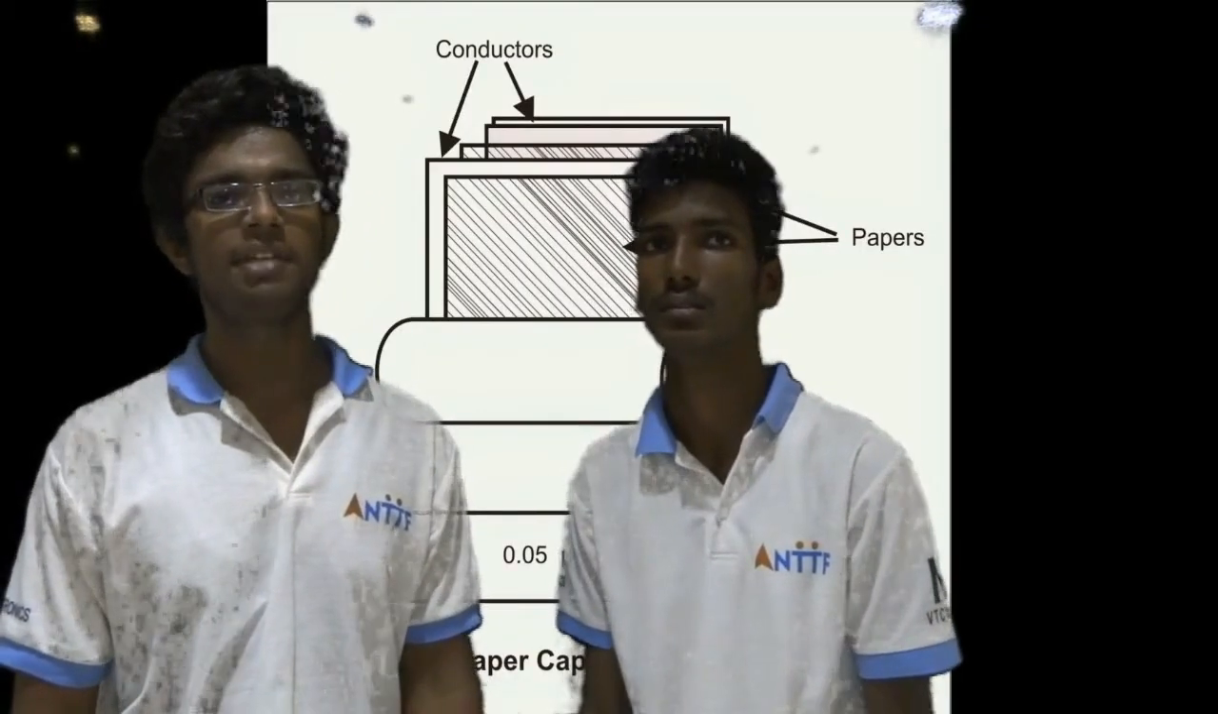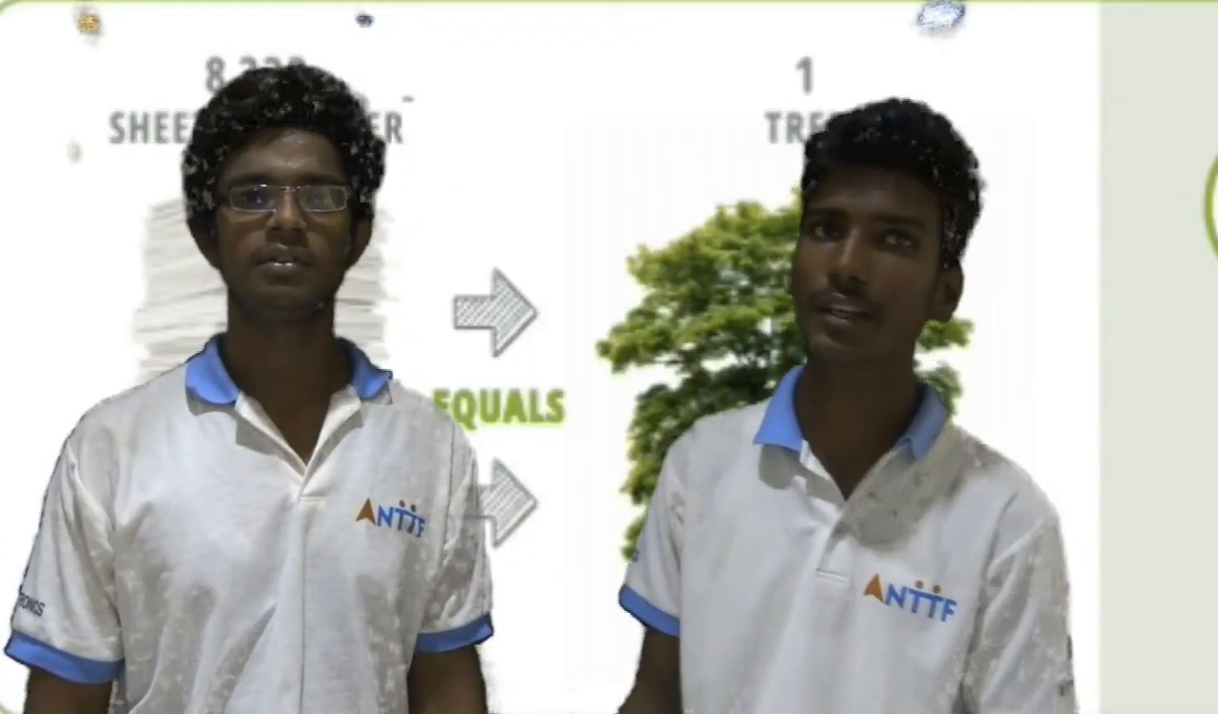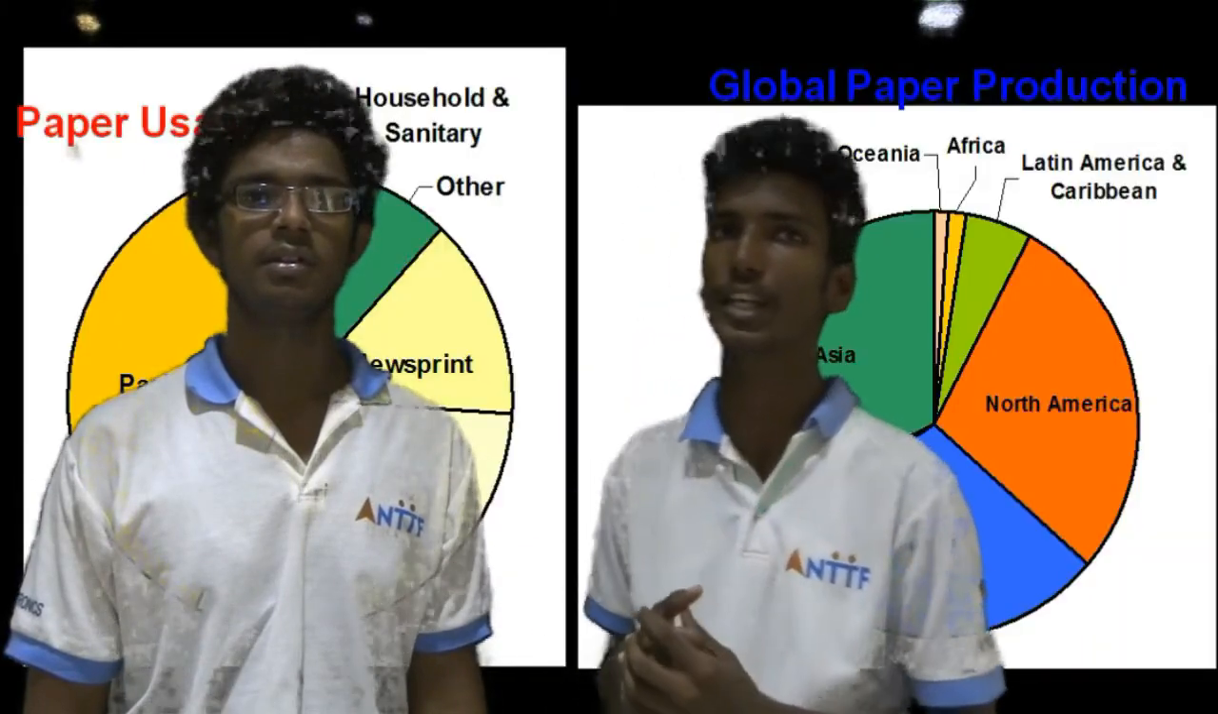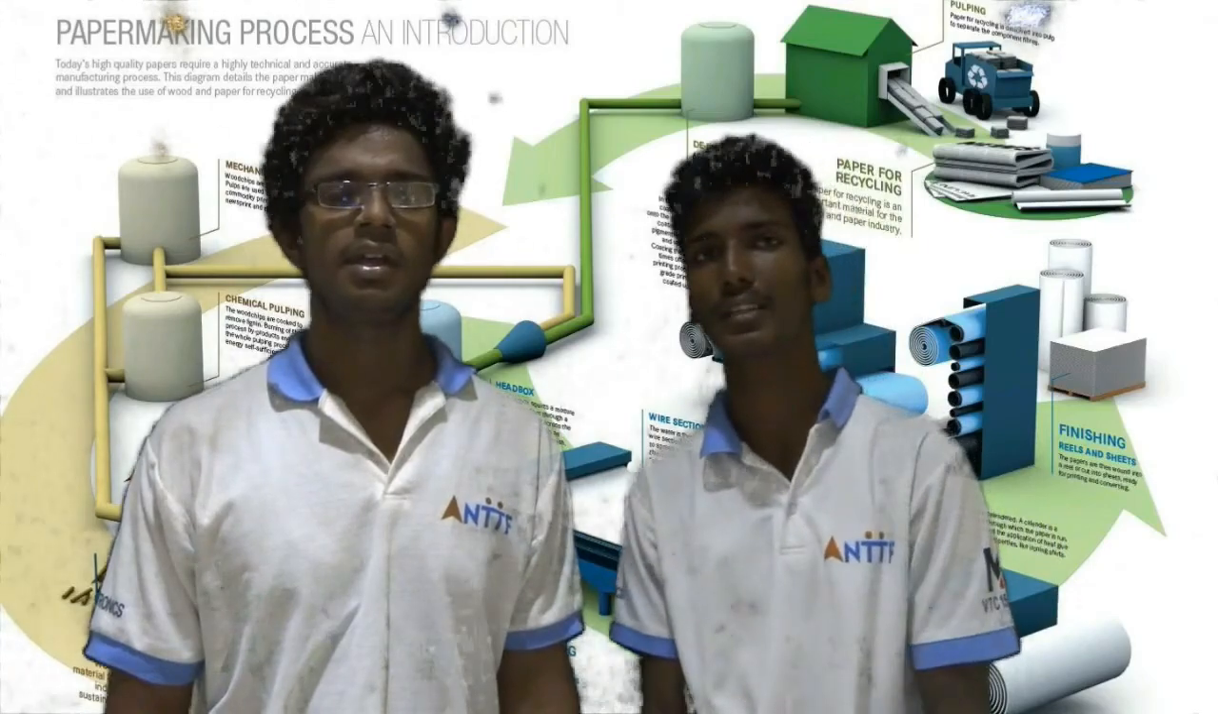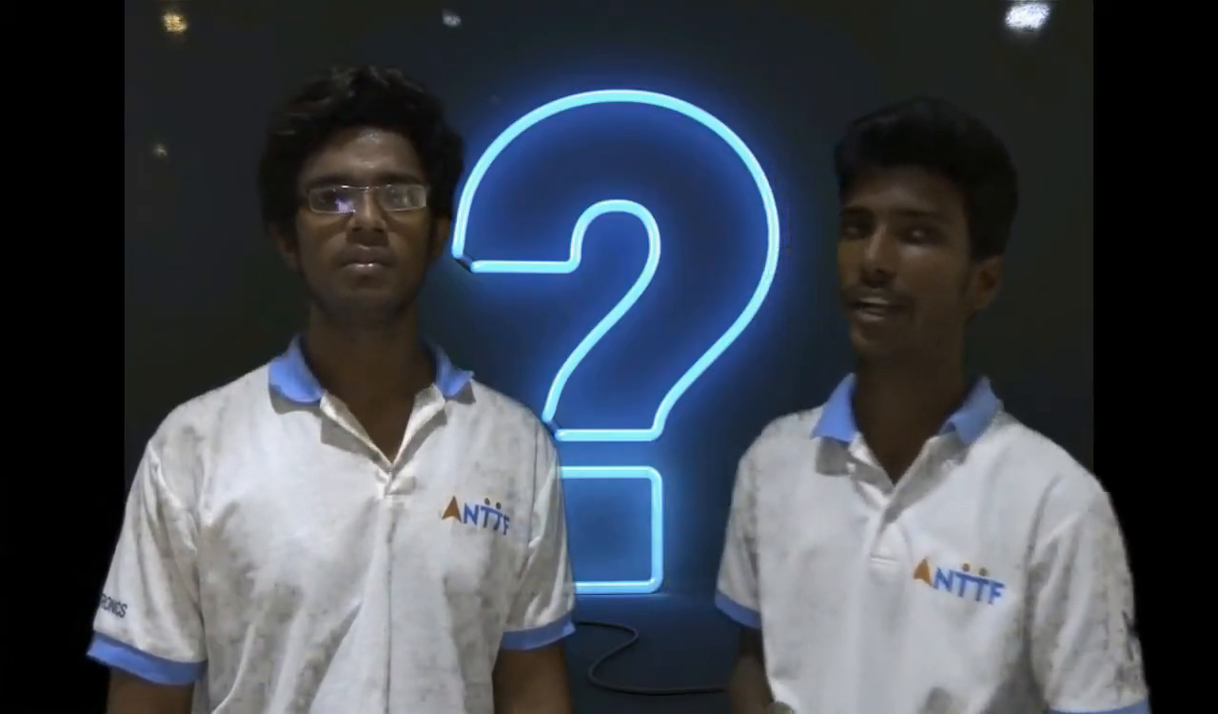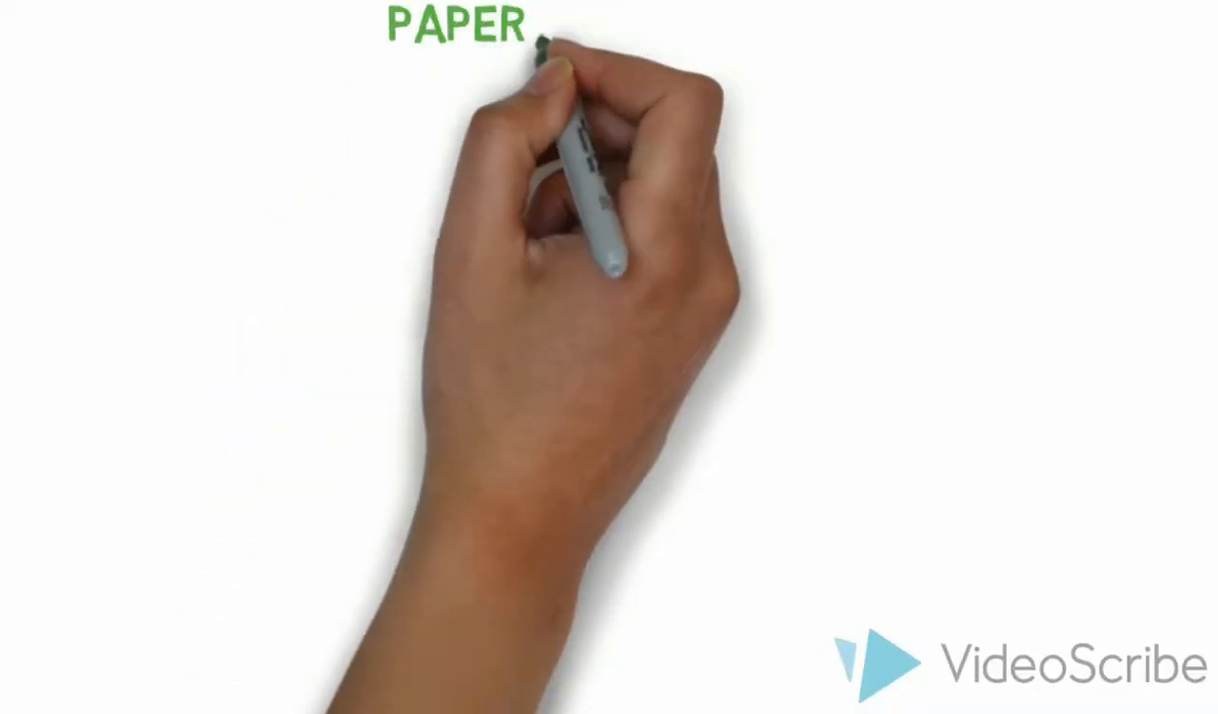Yeah Jeevan, papers are also used in electronics such as paper capacitors and paper batteries, and also packaging and cleaning. Surya, do you know from one tree 8,500 sheets are made, and Asia and Europe are the largest paper producers. Yeah, do you know the manufacturing process of paper? Yes, Jeevan, I know. Can you explain, please, the paper making process?